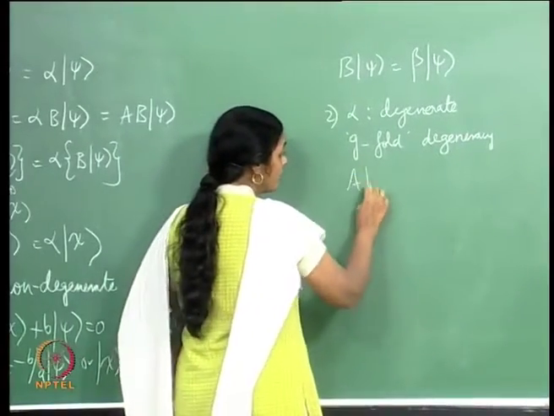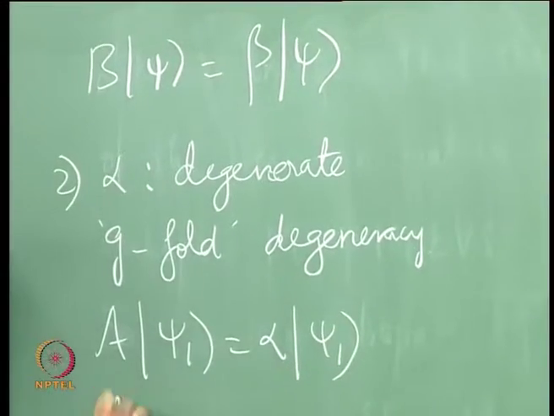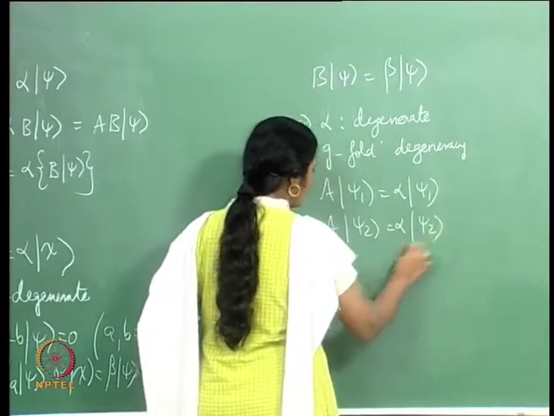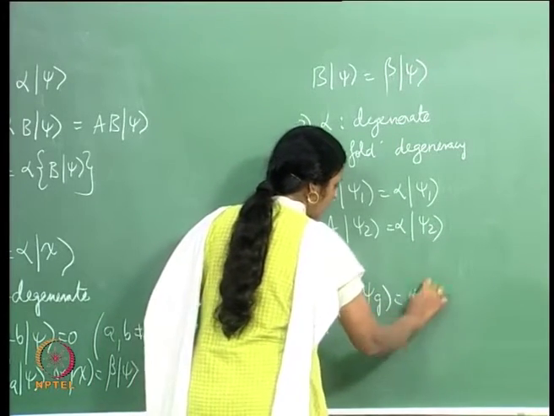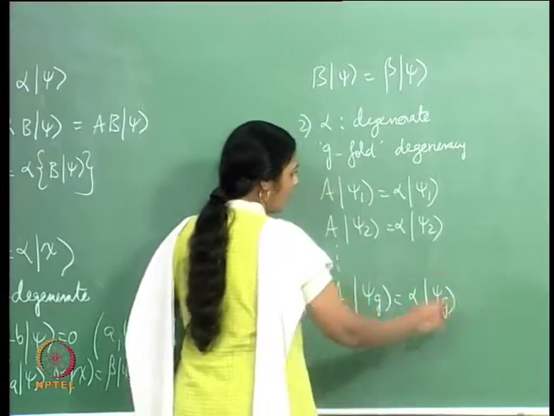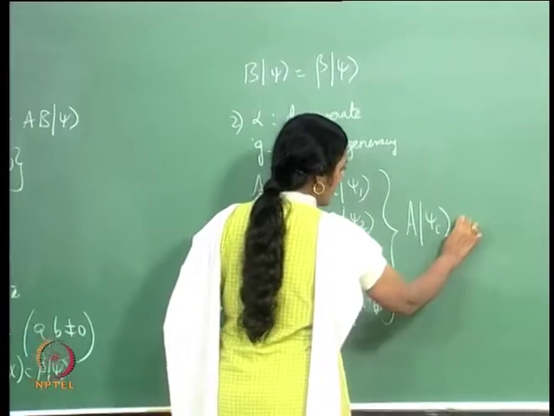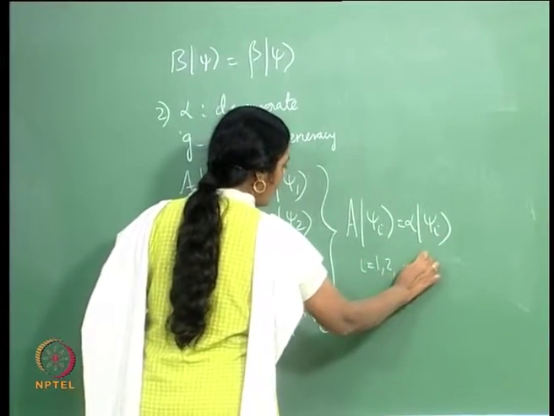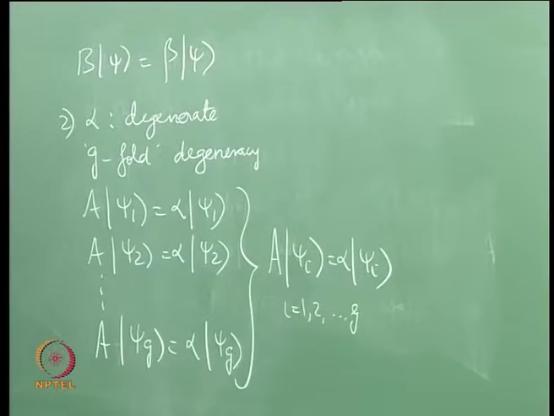There are a set of G eigenvectors of A, all of them corresponding to eigenvalue alpha. In other words, A psi i is alpha psi i, where i takes values 1, 2 all the way to G. So, that is a G fold degeneracy. The eigenvalue is G fold degenerate.